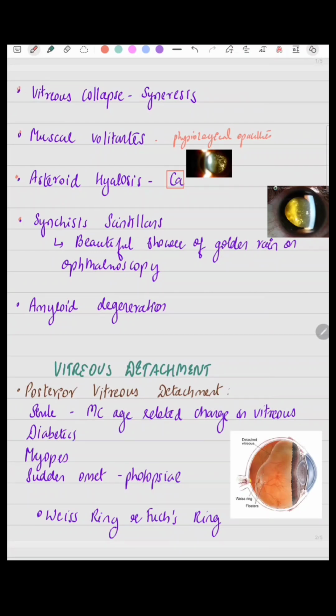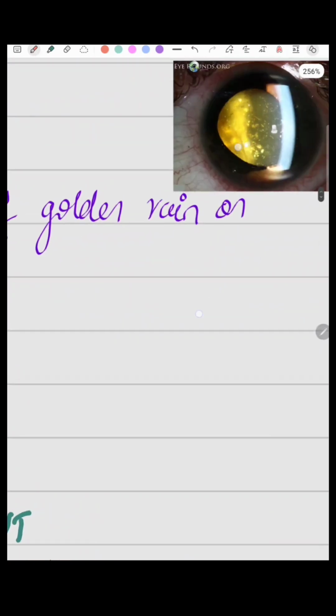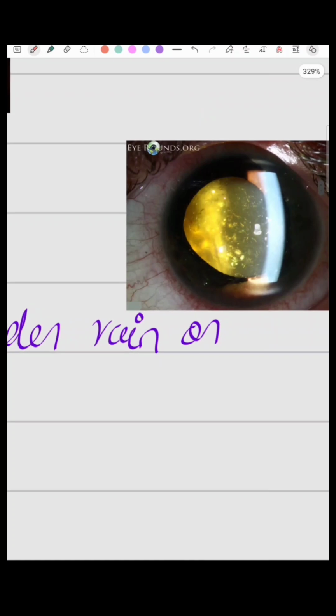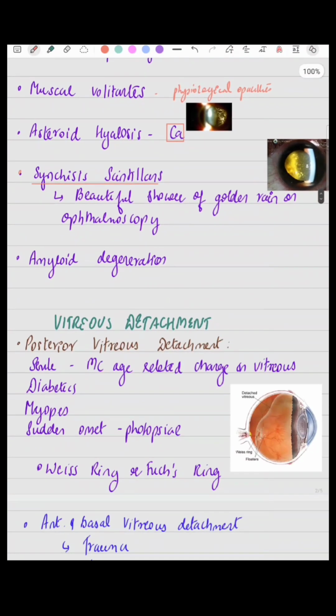Next is synchysis scintillans. It is vitreous laden with small white angular and crystalline bodies formed of cholesterol. It affects damaged eyes that have suffered from trauma or vitreous hemorrhage in the past.